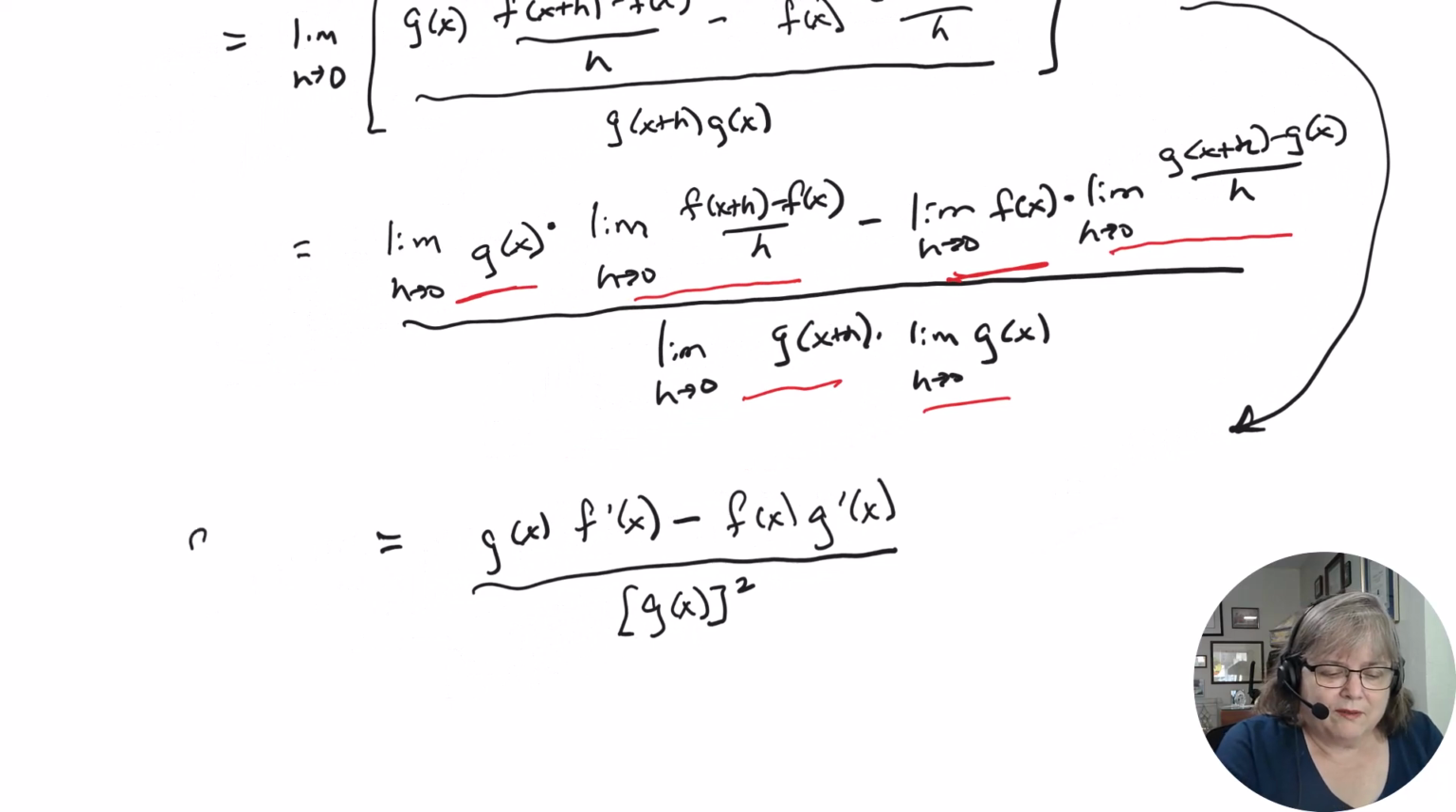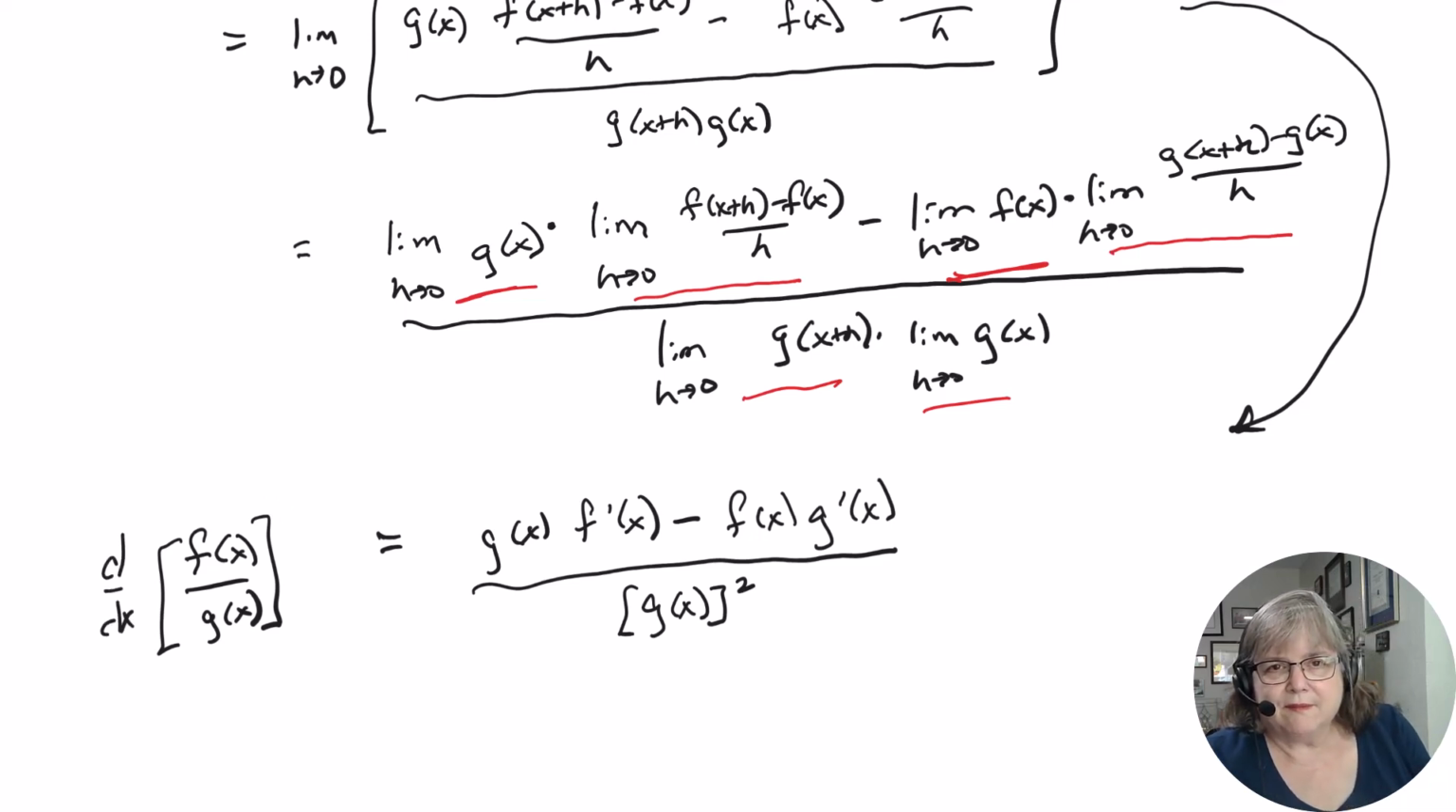The derivative of this, or the derivative with respect to x of that, is this part right here: the bottom times the derivative of the top minus the top times the derivative of the bottom, over the bottom squared. And I hope that helped.